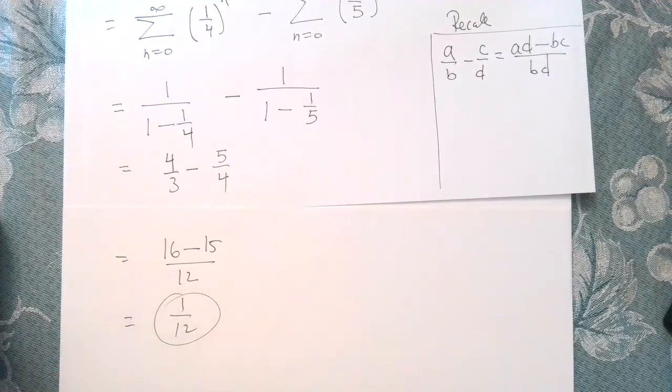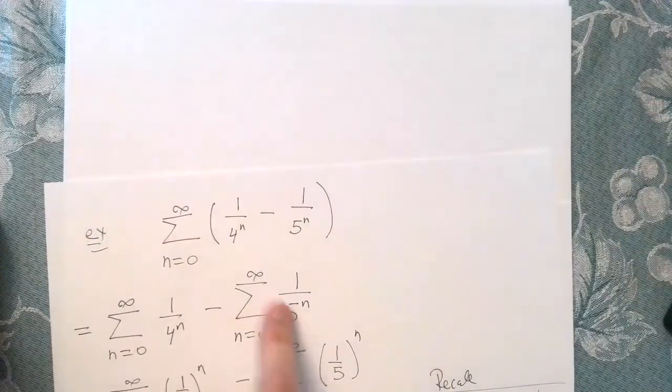What's sort of the moral of the upshot? Again, in order to split a series up in this way, we have to make sure that it converges in both terms.